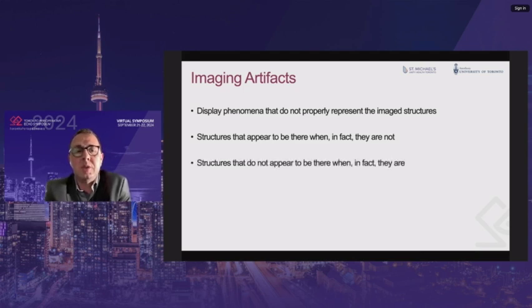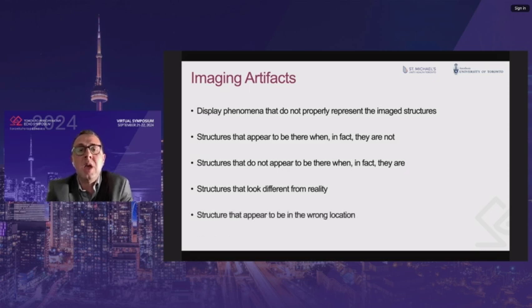The second type is when structures do not appear to be there when in fact they are. I think this one is easy to exemplify thinking about shadowing caused by the mitral valve when you cannot see the LV properly. Sometimes the structures can look different from reality, and when I think about this, I think about blurring and blooming artifact in the mitral valve on 3D looking from the left atrium, which I'm going to describe a little bit later in the presentation. And also any structures that appear to be in the wrong location, especially now when you do a lot of structural heart procedures with plaster devices and devices also in the left atrial appendage.